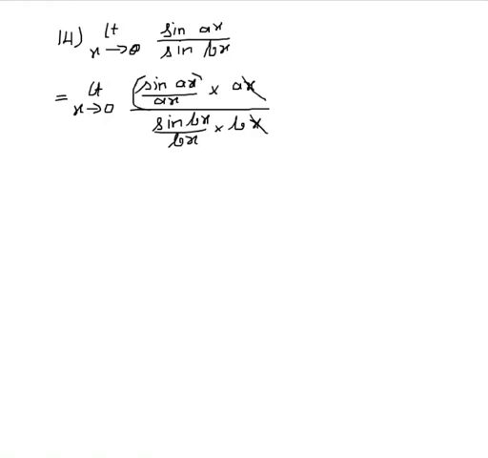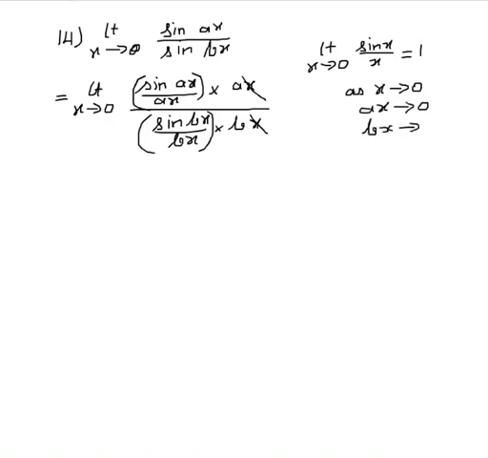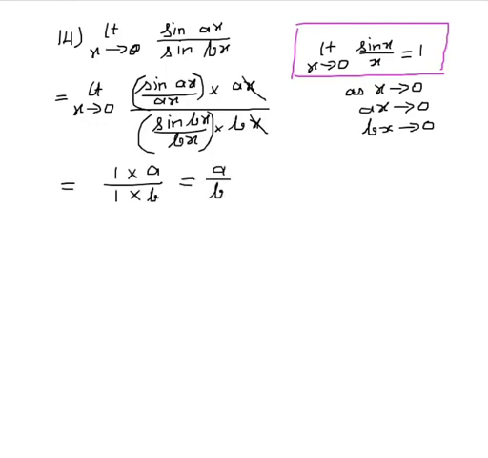Cancel these two x. We can apply the limit for the numerator and for the denominator. The formula is limit x tending to 0 of sin x divided by x is 1. As x tends to 0, ax tends to 0, bx also tends to 0. Therefore, the formula is applicable for both the numerator as well as the denominator. The numerator becomes 1 into a, the denominator becomes 1 into b. Therefore, the answer is a divided by b.